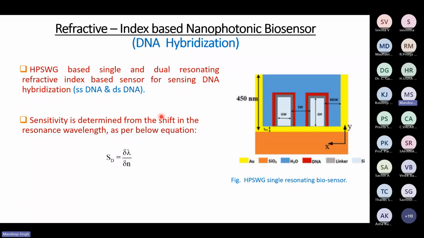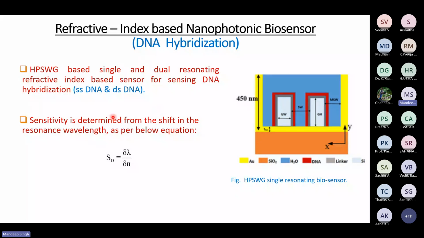Again if you see the design, it is basically a single resonating biosensor, and it is again a hybrid plasmonic slot waveguide. You can see in this design they are also using hybrid modes, for a single and dual resonating refractive index based sensor. Basically in DNA hybridization, there are two types of strands, SS and DS, and both strands have different refractive index. In this paper, one table is given where material permittivity and refractive index are reported.